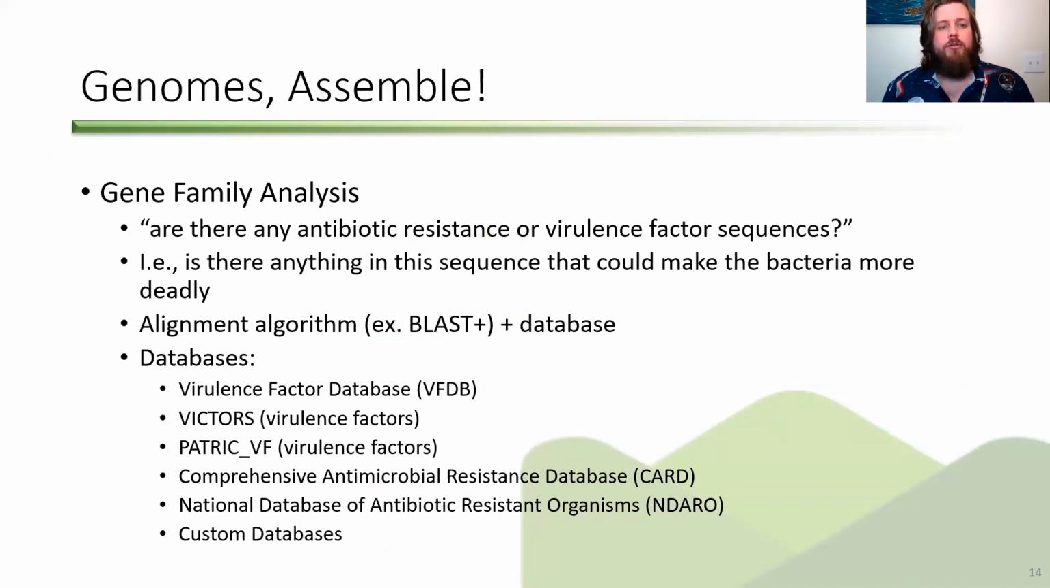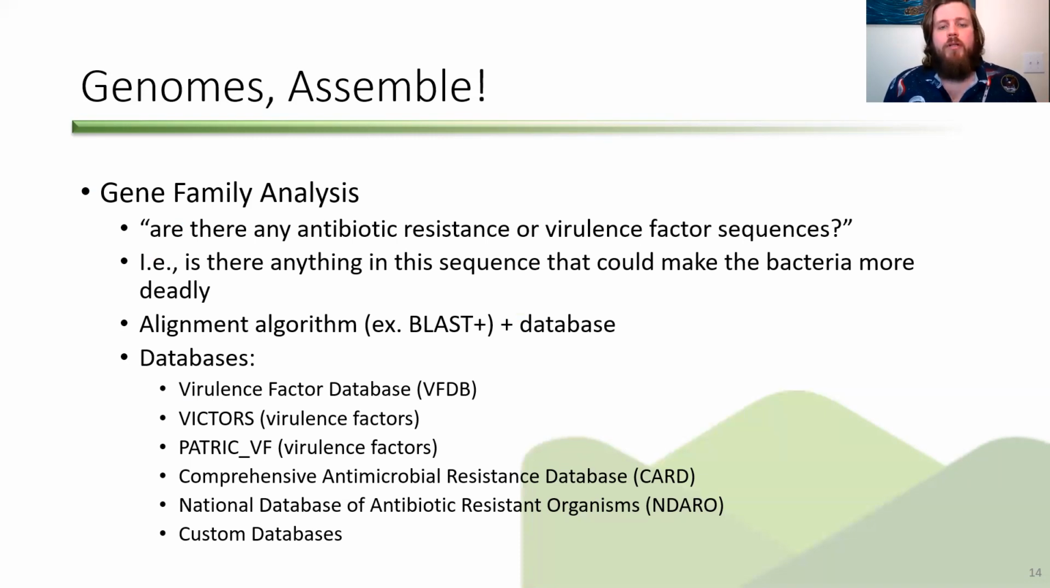The next thing I like to do is a gene family analysis. Again, this can at bare minimum be done with something like BLAST, some kind of alignment algorithm. But the question we're trying to answer here is, are there any antibiotic resistance or virulence factors in the sequence that we put together, our phage sequence? So you can take an alignment algorithm of any kind, something like BLAST, and you can use databases such as the Virulence Factors Database, VICTORS, the PATRIC virulence factors database.